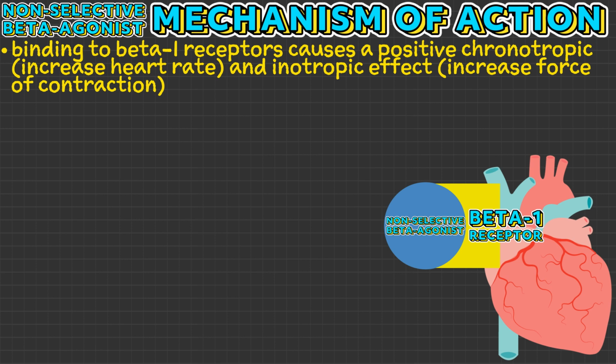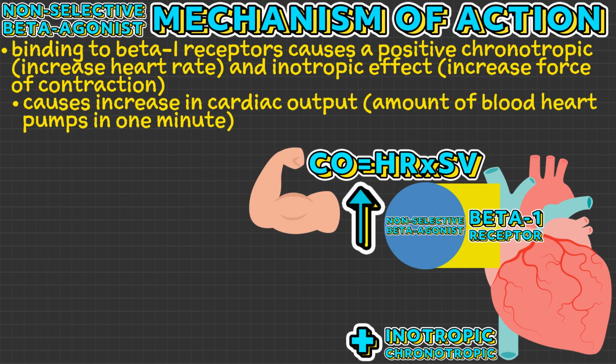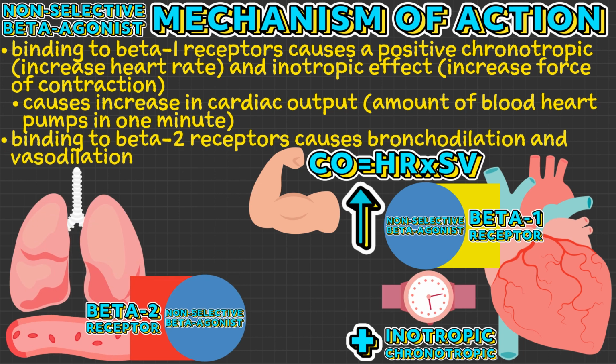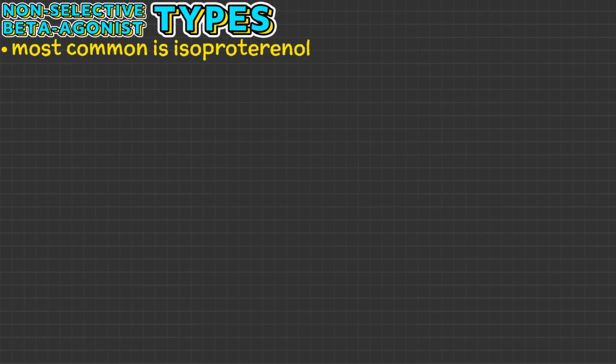Binding to beta-1 receptors causes a positive chronotropic and inotropic effect, meaning the heart rate and force of contractility increases, causing an increase in cardiac output or the amount of blood the heart pumps in 1 minute. Whereas binding to beta-2 receptors causes bronchodilation and vasodilation. The most common non-selective beta-agonist is isoproterenol.